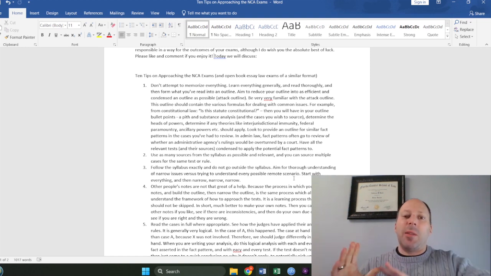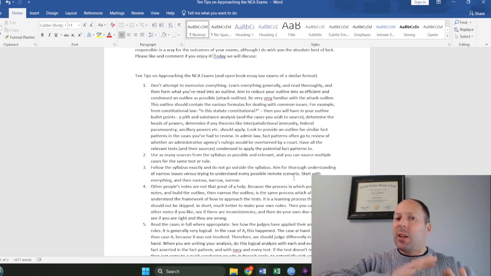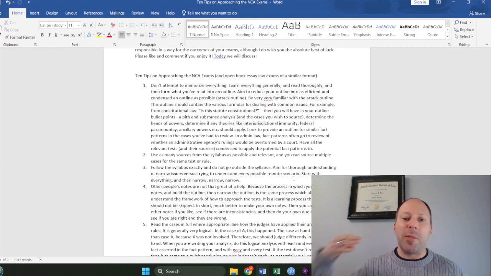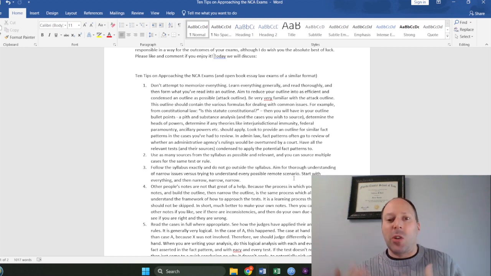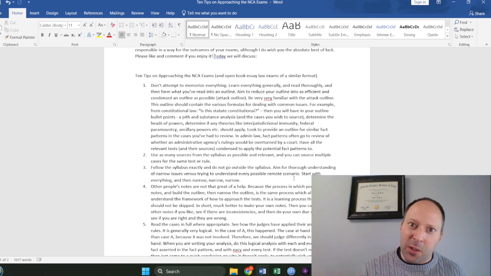This outline should contain various formulas and tests for dealing with common issues. For example, from constitutional law, if you get the issue as to whether this statute is constitutional, then you'll have in your outline some bullet points: a pith and substance analysis and the cases you wish to source. Determine the heads of powers, determine if any theories like interjurisdictional immunity, federal paramountcy, or ancillary powers apply. Have those tests very condensed in your outline in preparation for issues as to whether a statute is constitutional.